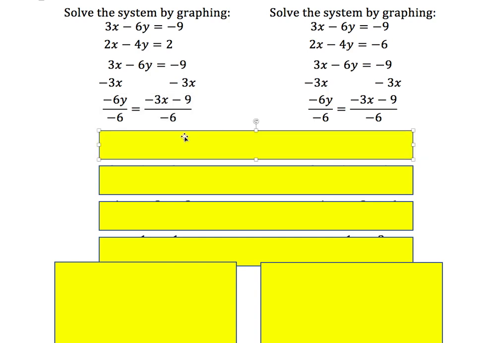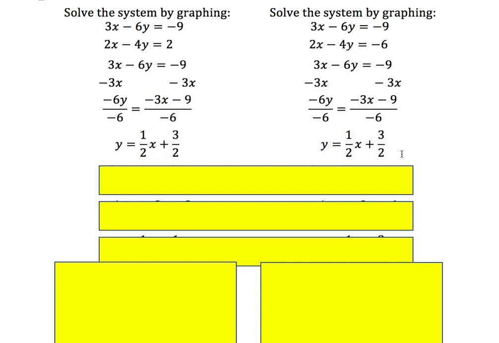And when I do that, I get y equals the -3x divided by -6. The negatives cancel each other out, and 3/6 reduces to 1/2, and then the -9/6. Again, the negatives cancel each other out, and 9/6 reduces to 3/2, and that's going to be the same for both sides, because we started out with exactly the same equation on both sides.